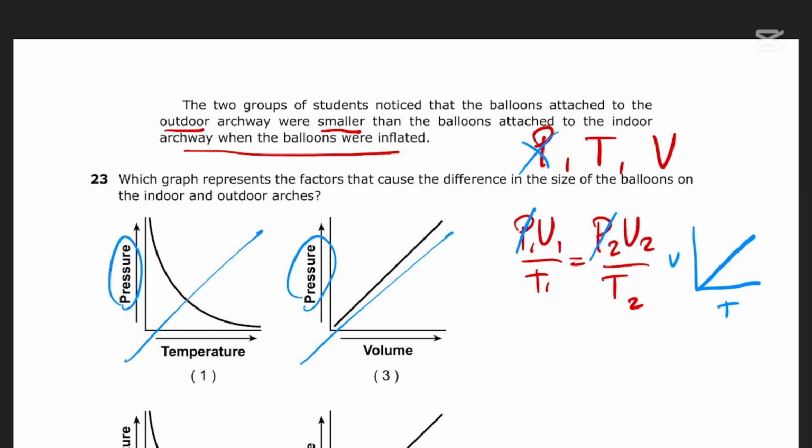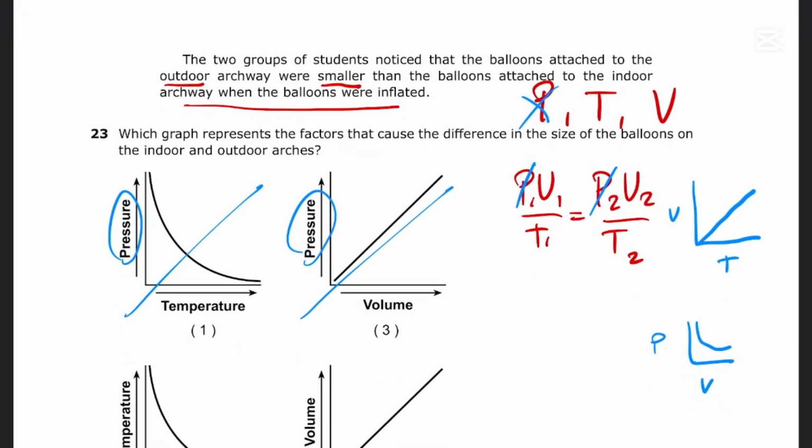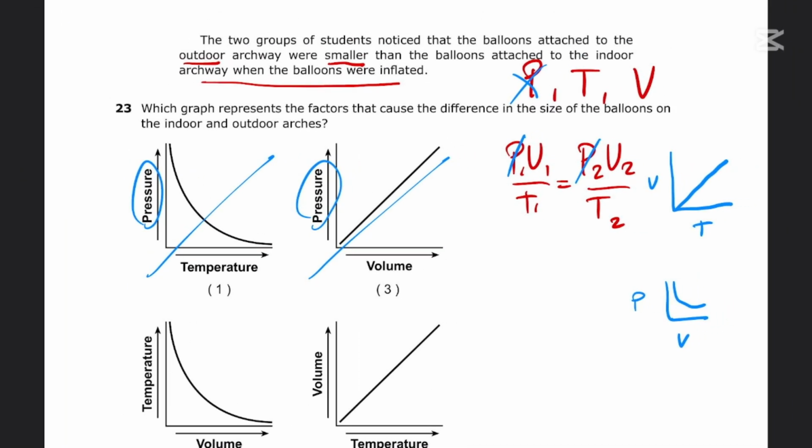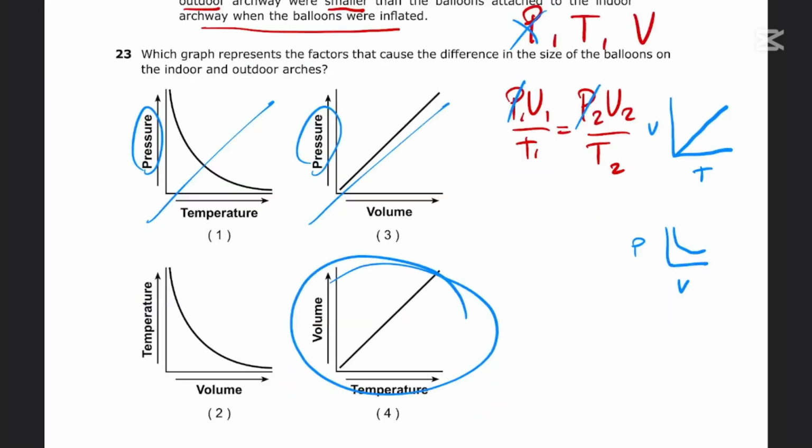Right? The only one that would be curved would be the pressure and the volume relation. Because if we were doing pressure and volume, that would be variable times variable. And then that would look something like this. So this does check up with the fact that, yes, it's the winter and it's a lot colder outside. So we will pick this relationship.